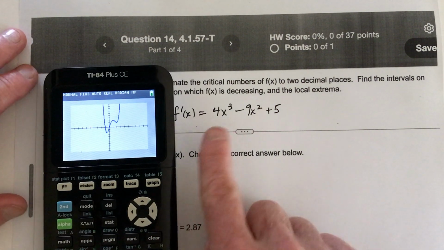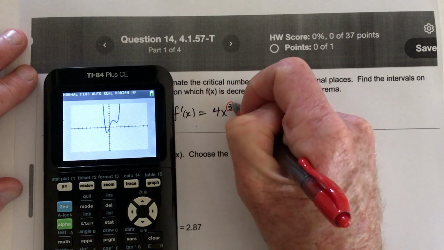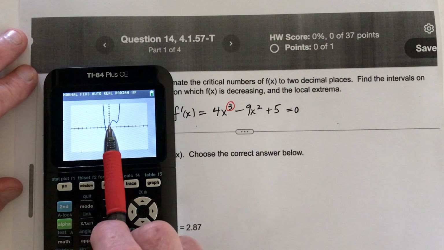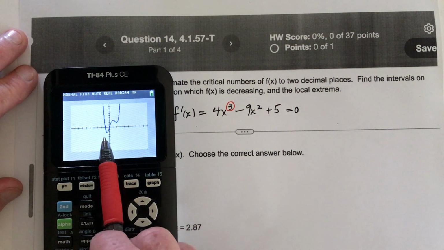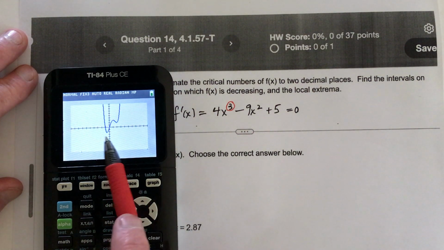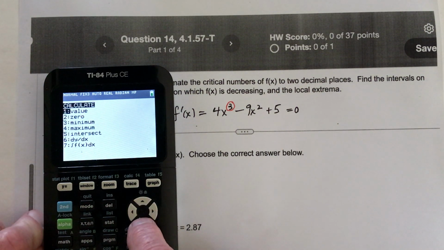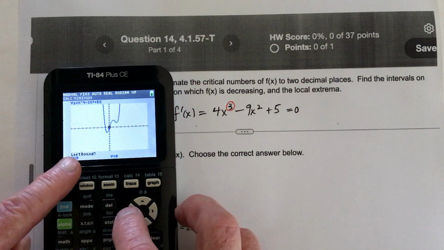So notice that when we took the derivative, it has an x cubed. So when you set this equal to 0, that means that there's 3 solutions. And if you look right here, the derivative equals 0, there's 1, 2, 3. So there's 3 solutions to this. This one is the minimum. So to find out where this minimum is, I can do second calculate, and you guessed it, it is number 3, find the minimum.